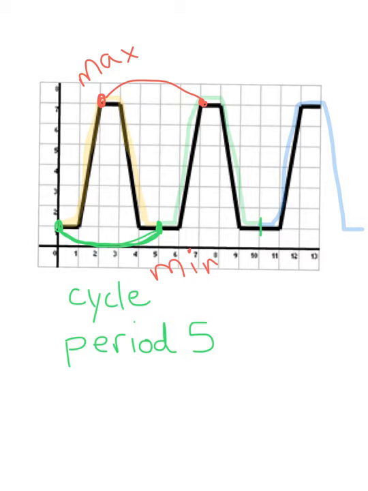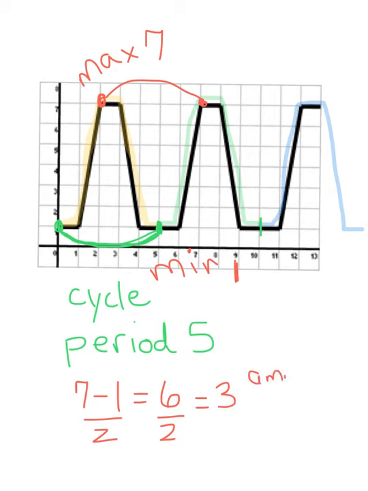We also talk about the amplitude, and the amplitude is half of the distance between the maximum and the minimum. So here, my maximum is 7 and the minimum is 1. So the distance between the maximum and the minimum is 7 minus 1. That's 6. Now if we take that and we divide that by 2, we get 3. That is called the amplitude.